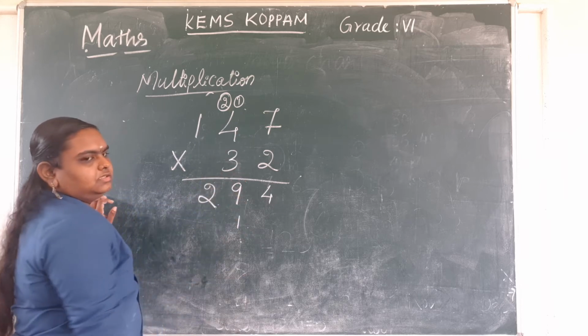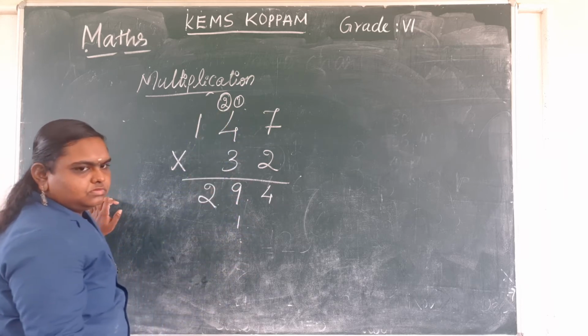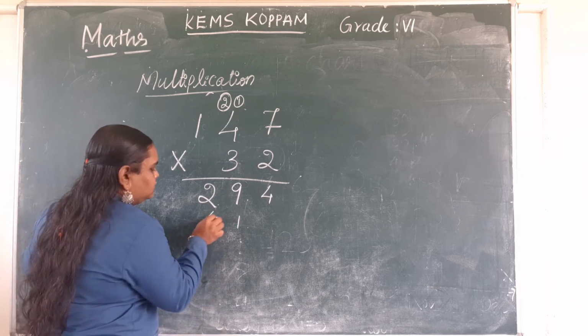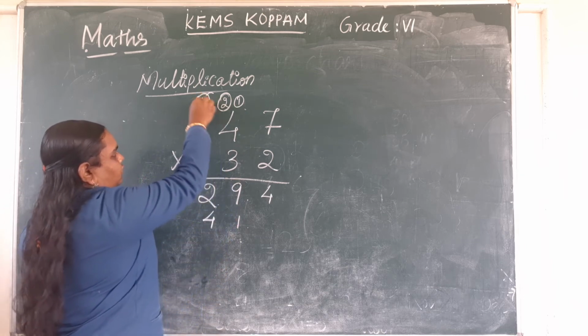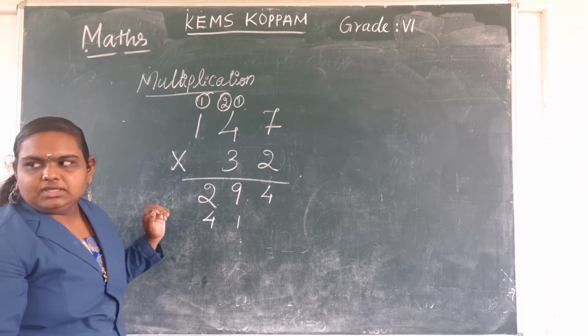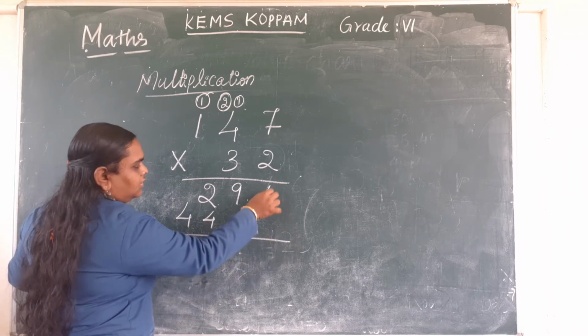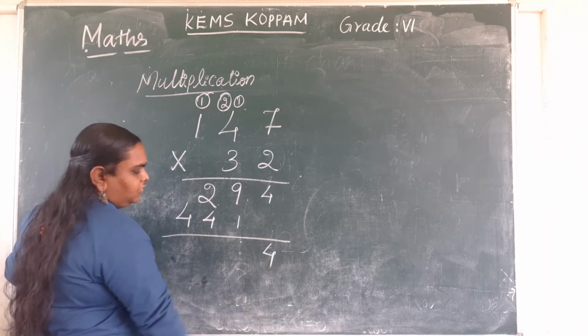So 4 threes are 12. 12 plus 2, 14. So write 4, remaining 1. 1 three is 3. 3 plus 1, 4. So we have to write it here. Now we can just write the 4 here.